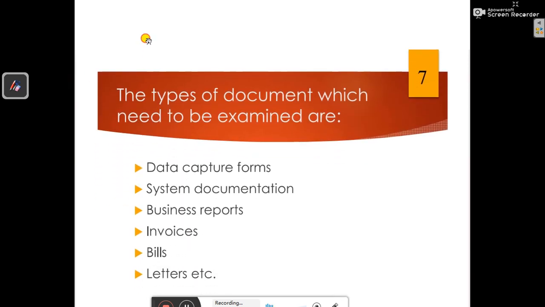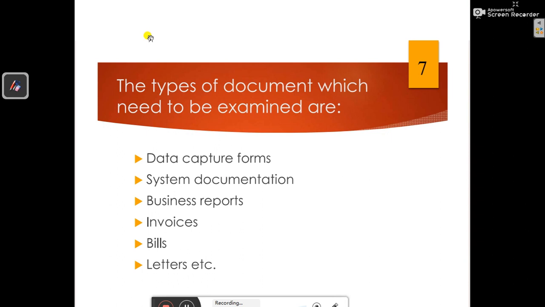So what type of documents can you examine? Like the data capture forms. In different organizations, people try to capture the data in Excel. So Excel can be seen as a form or a document, and you can analyze or examine this Excel form or data.